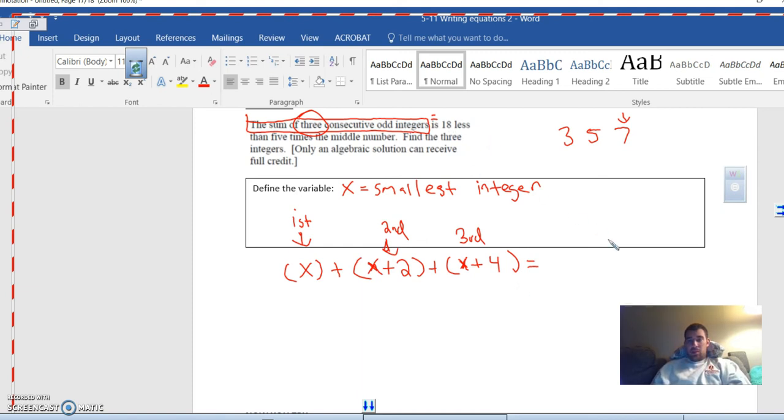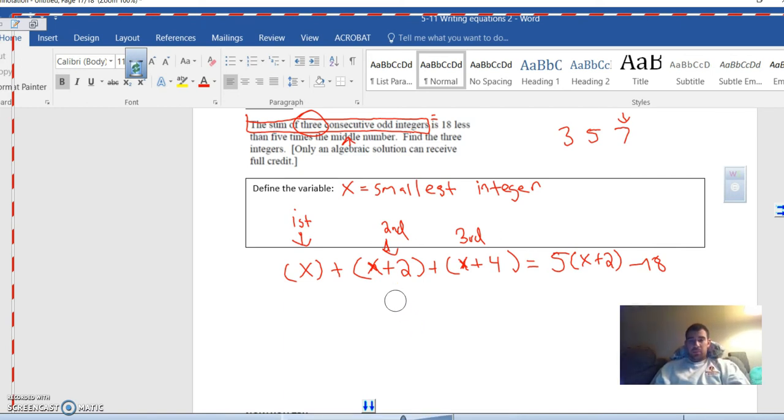18 less. So that's going to be subtracted because we take that away. 18 less means it's taken away from 5 times the middle number. Well, what's our middle number? That's this one, the second value. So we're going to put x plus 2 right here, because the middle number is this one. We don't know what it is yet, but we know it's represented by 2 more than the smallest number.